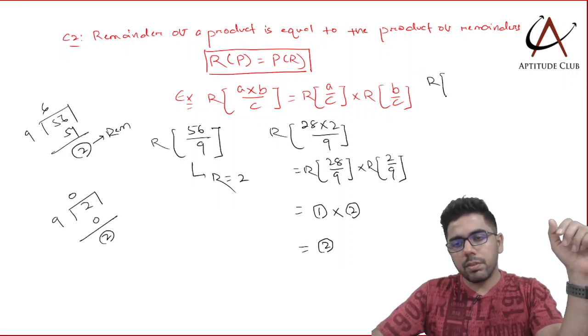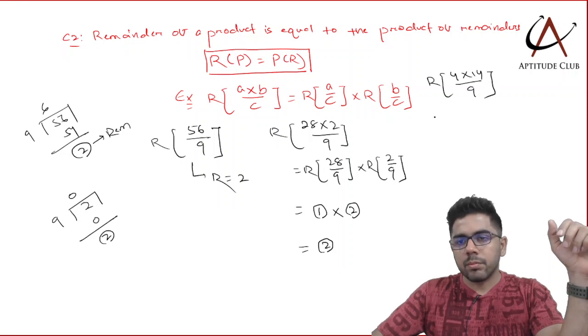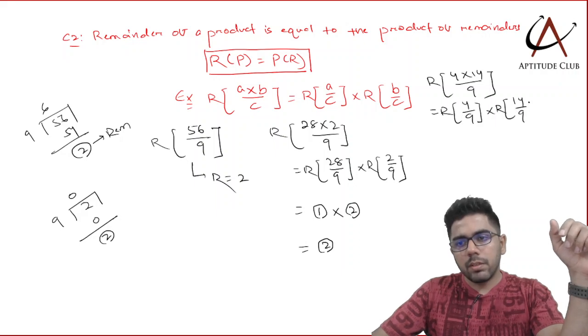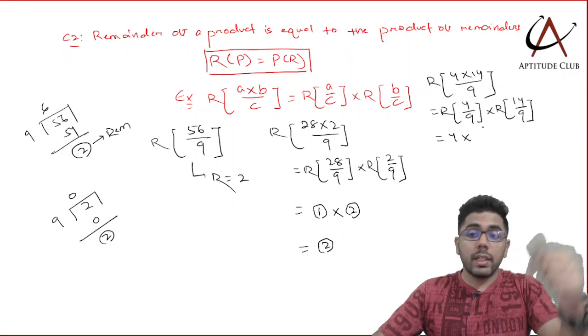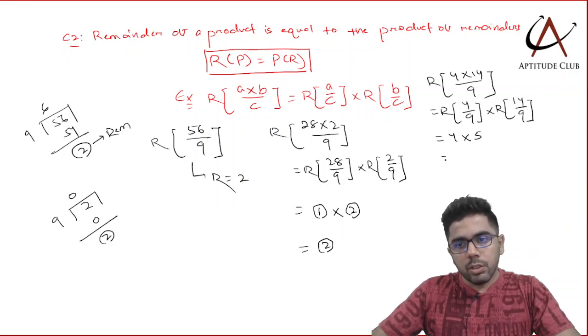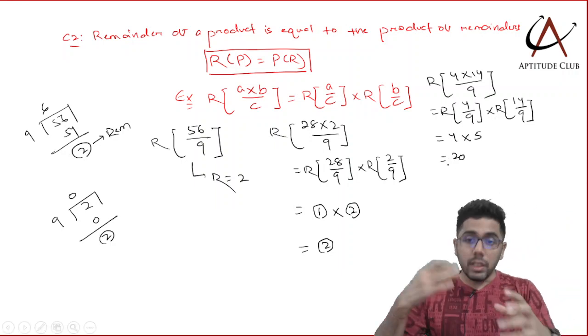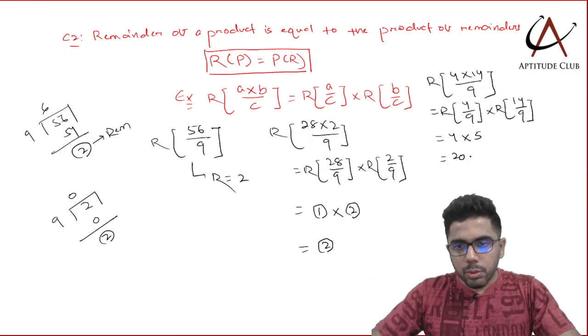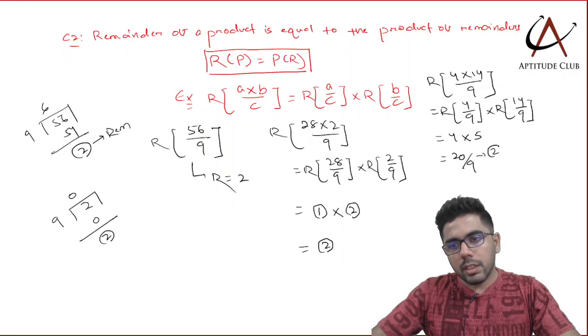Suppose you break 56 in this way, 4 into 14 divided by 9. So this is the remainder of 4 divided by 9 into the remainder of 14 divided by 9. 4 divided by 9, so remainder is 4. But 14 divided by 9 remainder is 5. So I get 20 now. But 20, again it exceeds 9. Remainder has to be less than the divisor. So 20 divided by 9, you will again get the remainder as 2.